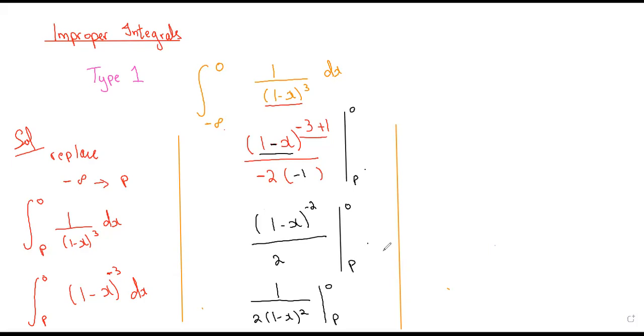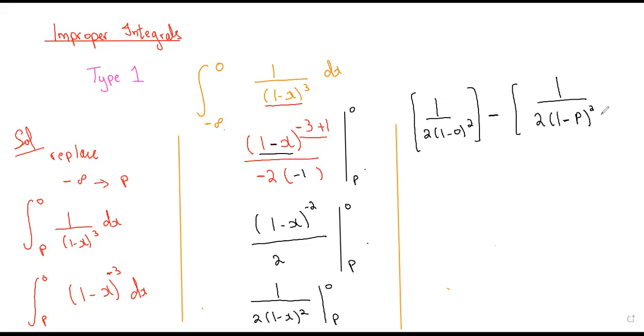Yes, this is what I have. Okay, now I need to plug in 0 first. So I'll plug in 0 and this would become 1 over 2, 1 minus 0 squared. This is the first limit. Then minus sign, and I'm going to plug in p, 1 over 2, 1 minus p squared, bracket close. This is going to give me 1 minus 0 is basically 1. So it would be 1 by 2 minus.